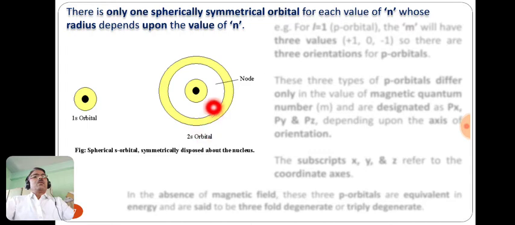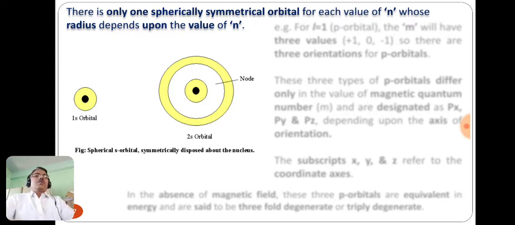And this particular space between these two orbitals is called a node, and there is no possibility of finding the electron in this node. So the electron can be found in this yellow colored space, which is the s orbital, and it is spherically symmetrical about the nucleus.